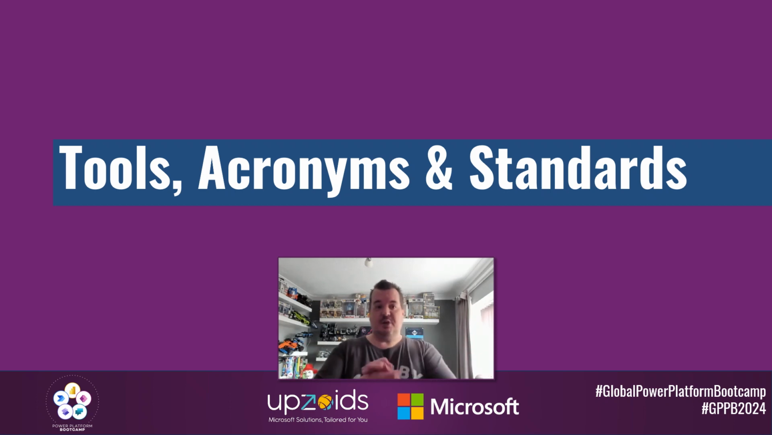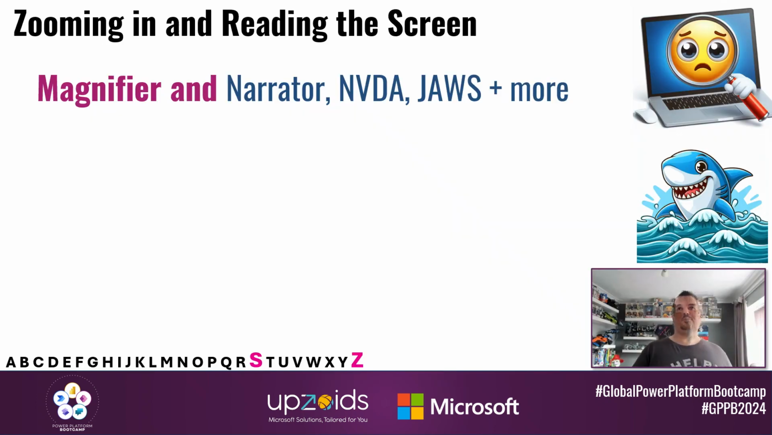So the first section we're going to look at is tools, acronyms and standards, because there's a lot to take in. So first one, zooming in and reading the screen. And we're talking about things like Magnifier and Narrator, something called NVDA, JAWS, and there are more out there.